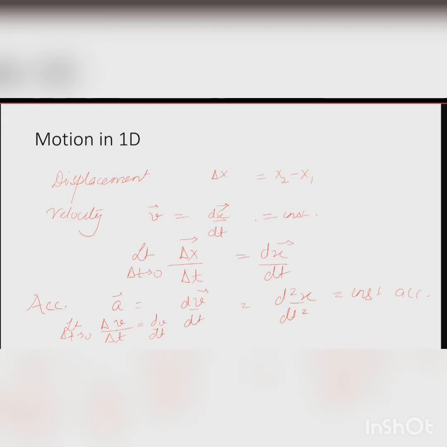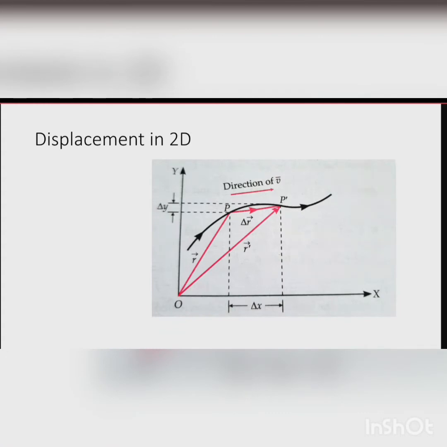Okay, so let's see what notation we are going to use when we are talking about motion in two dimensions. Just look at this graph. Suppose we have one particle moving in two dimensions. Here I have taken the xy plane. It could have been the yz plane or the xz plane, but just for convenience I've taken the xy plane. The object is moving along a curved path.